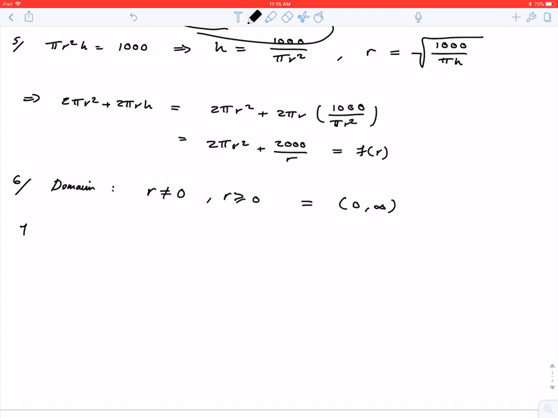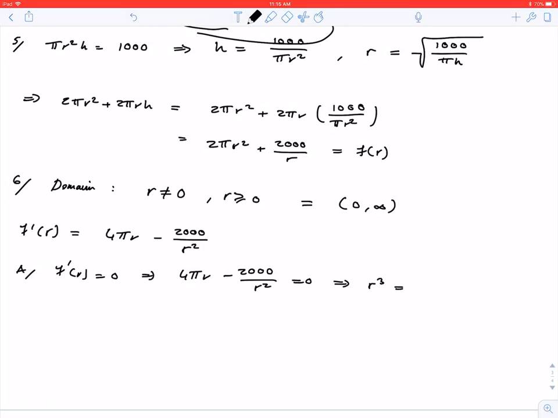Okay, so first of all, I need to take the derivative, don't I? So the derivative is equal to 4 pi r, what is it, minus 2,000 divided by r squared. Type A points: f prime of r equals 0. That implies 4 pi r minus 2,000 over r squared is equal to 0. If I rearrange this, this gives me r cubed is equal to 500 divided by pi. That's me taking the 2,000 over r squared to the other side and cross-multiplying, the usual business.